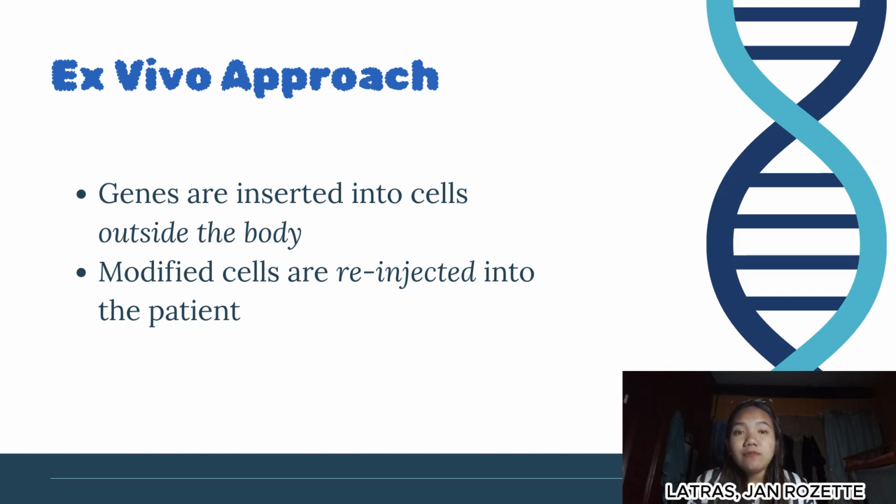One of the first successful examples of ex vivo therapy is for severe combined immunodeficiency. Doctors removed bone marrow stem cells from the patient, and a normal adenosine deaminase gene was inserted into these cells using a retrovirus vector. The corrected cells were returned to the patient, restoring immune function.